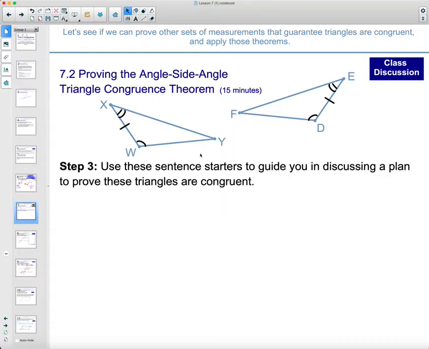So in making a plan for your proof, you're going to prove that you can bring X to E. You need to prove that you can bring W then to D. So we're going to translate, okay, translate the triangle to get one set of vertices matching, rotate to get a second. And then since these two angles are the same, we know Y has to land on F. It's the only way possible since two lines can only intersect at one point.